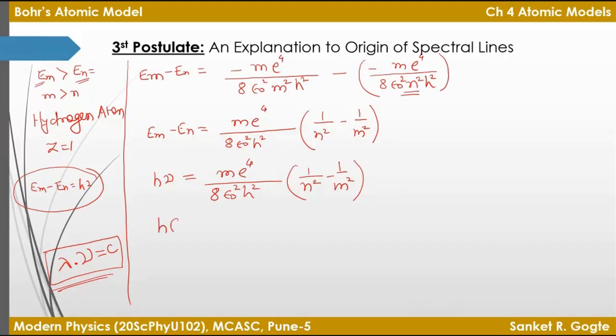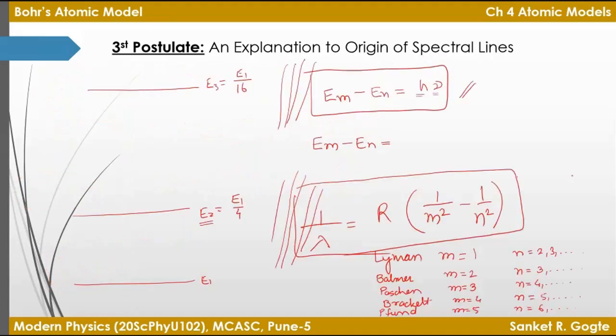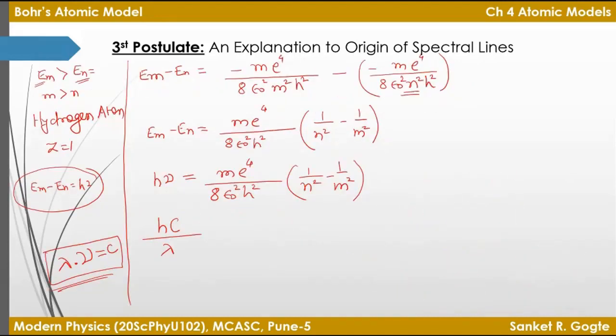And therefore this equation will change to hc by lambda, which was suggested by one of your classmates. She suggested that we do it right away. That is what I have done. I could have started from that point also, but I considered that after a couple of steps. Even with that, we would have arrived at the same point. And this right-hand side I won't change. It is m e^4 divided by 8 epsilon_0^2 h^2, times (1 by n^2 minus 1 by m^2).